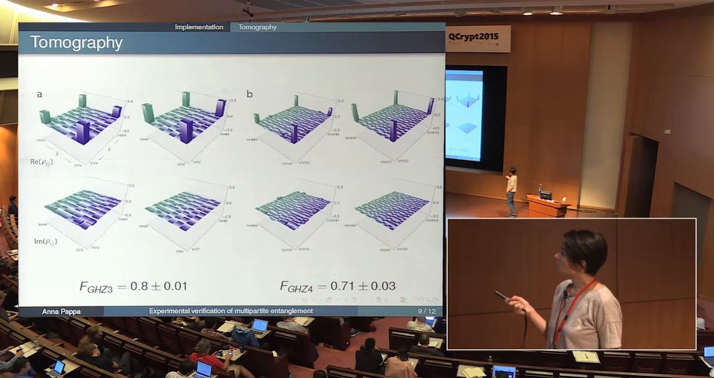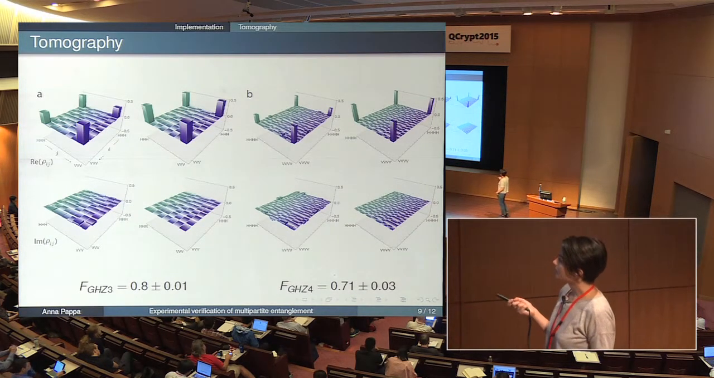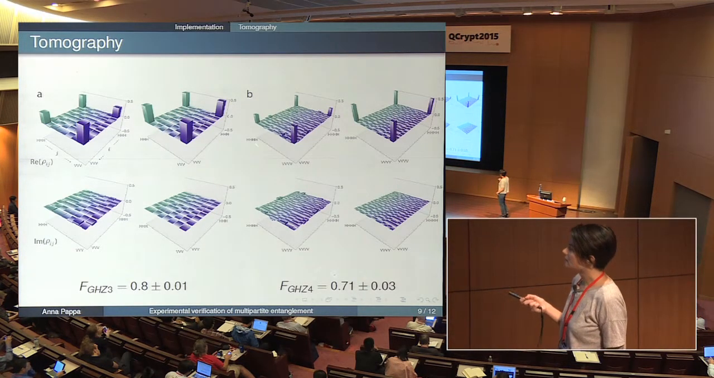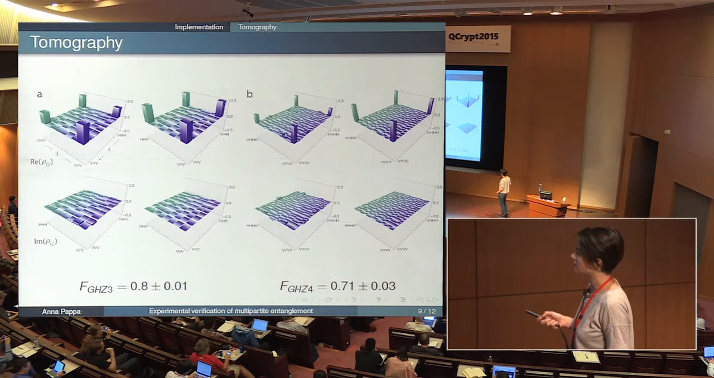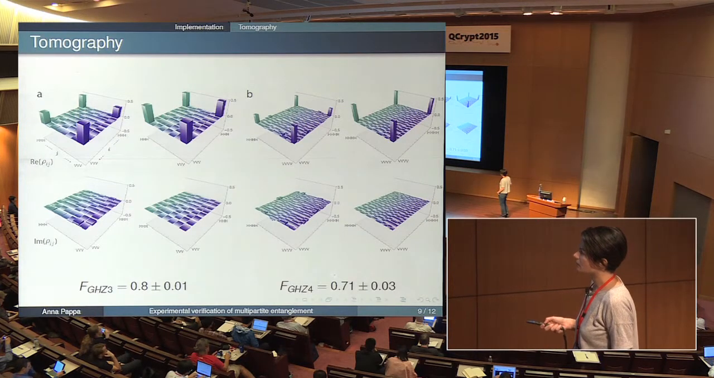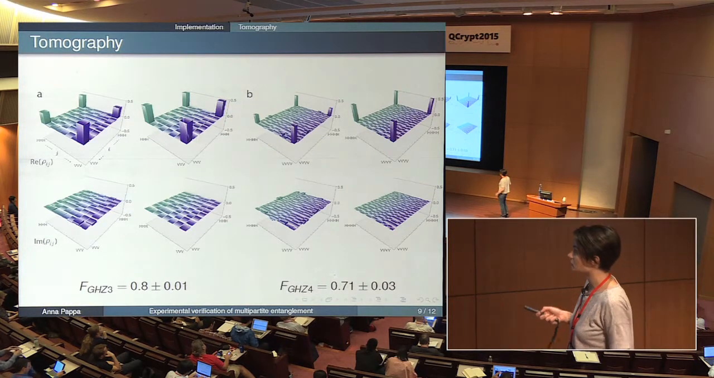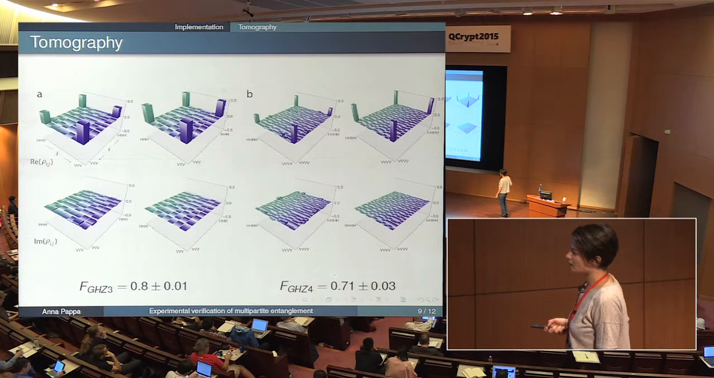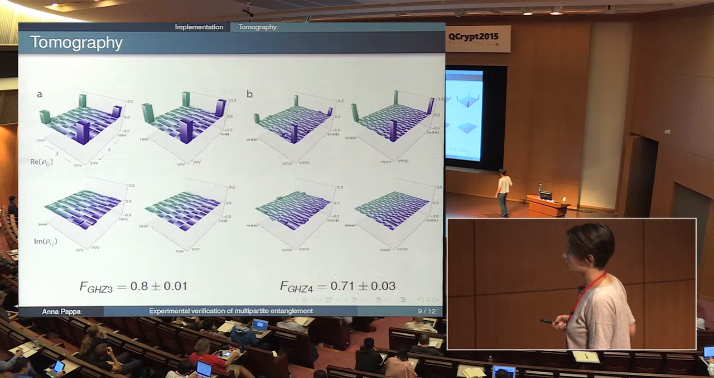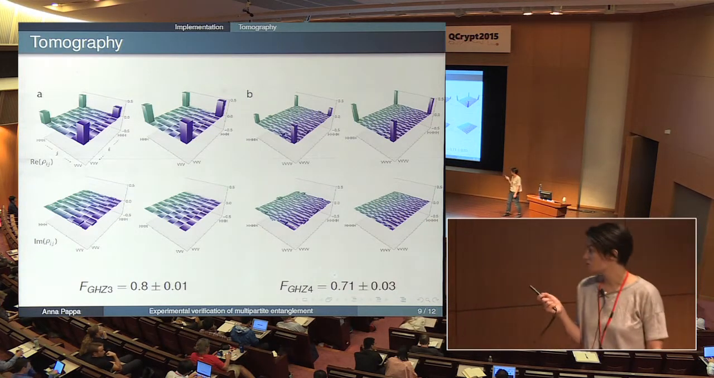So the tomography results of the creation of the GHZ states are these 4 figures for the 3-party GHZ and for the 4-party GHZ here. This is the real part and the imaginary part of the actual implementation. This is the theoretical GHZ state that we're expecting to find. And here again are the real and imaginary parts of the 4-party and the theoretical ones. We see that the fidelity is 0.8 for the GHZ3 and 0.71 for the GHZ4.